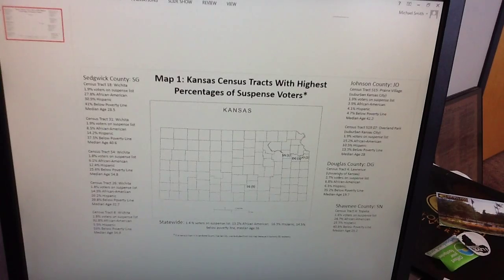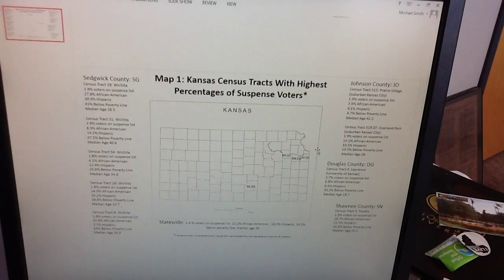A lot of college students apparently popping up on the suspense voter list. And I know the League of Women Voters has also targeted some of its work in Douglas County. Finally, we had one in Shawnee County, Topeka, and the demographics of that one look a lot like the Wichita census tracts. We've got 24.7% African American residents plus 25.5% Hispanic and a very high 45.8% below the poverty line. So one Topeka tract that looks very similar to several of those Wichita tracts. So that's the data I wanted to show you.